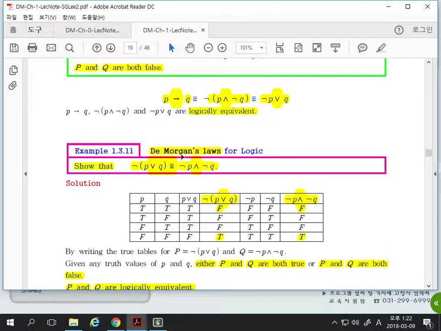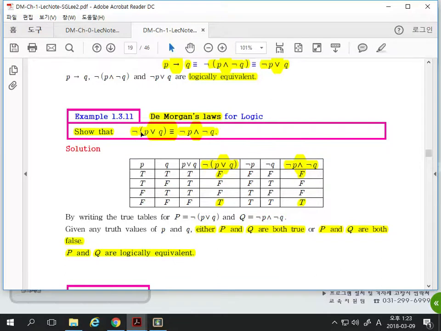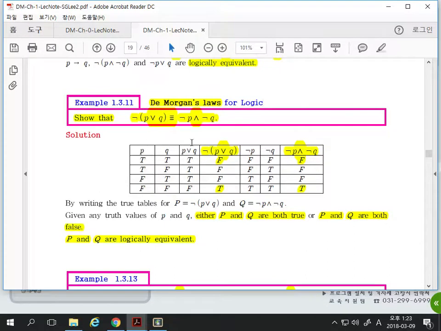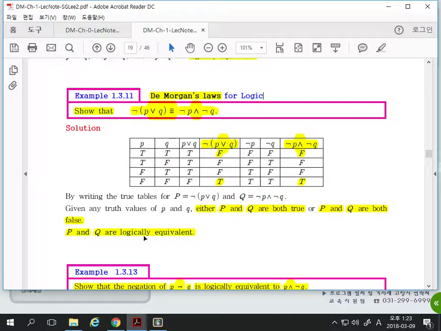With this concept, we can define De Morgan's law for logic. This is it: the negation of P or Q is equivalent to the negation of P and the negation of Q. Here is the proof. Find out the truth value of the left-hand side and find out the truth value of the right-hand side. As you see, they are the same, so we can tell they are logically equivalent.